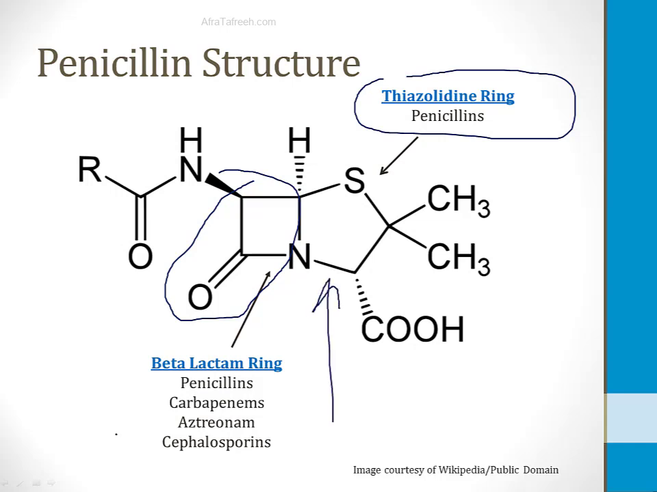So we'll talk about in this module a number of antibiotics which still have a beta-lactam ring just like penicillin, but they have different structures attached to that beta-lactam ring. And the three groups of antibiotics that are beta-lactams but are not penicillins are the carbapenems, aztreonam, and the cephalosporins.